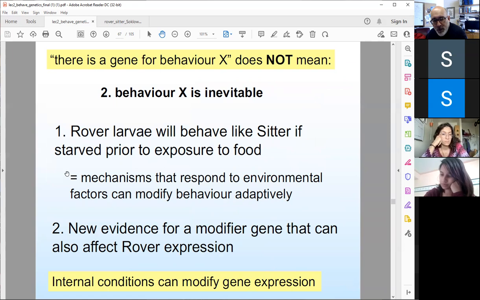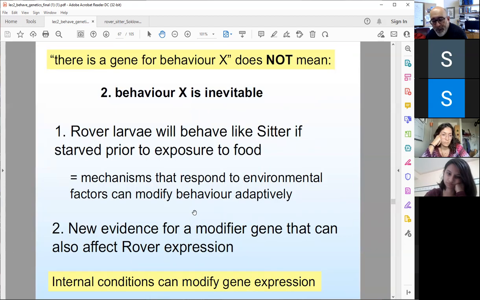So rover larvae will behave like a sitter if starved prior to exposure to food. And there also is evidence that there is a modifier gene that can affect the expression of the rover behavior. So there's a whole series of different factors, both the external environment, but also aspects of the internal environment or internal conditions, that can affect the expression of the behavior.